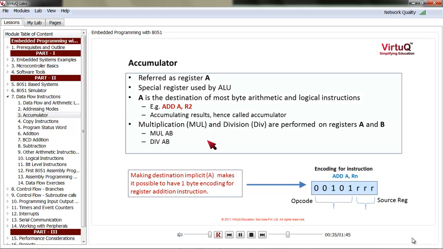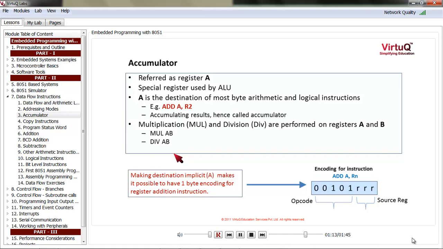Multiplication and division are performed on registers A and B. This is because when two 8-bit numbers are getting multiplied, the result has to be put in a 16-bit register. Similarly, when one number is getting divided by another number, there will be a quotient and there will be a remainder, and they will go to two different registers. That is why we need two registers here, A and B. We will go through these instructions later on. For now, let us just understand the utility of the accumulator.